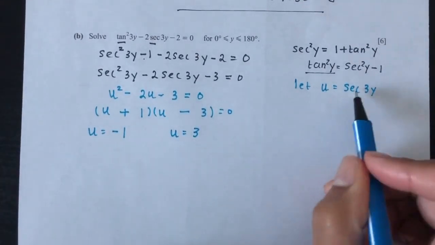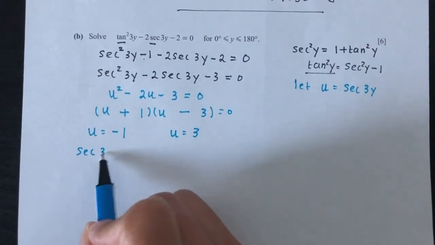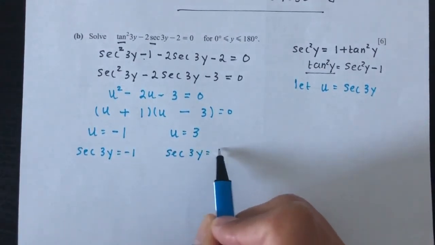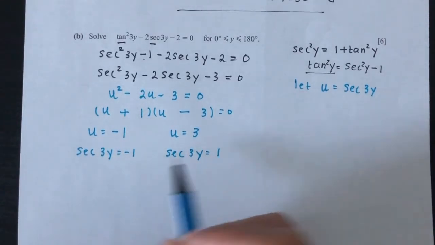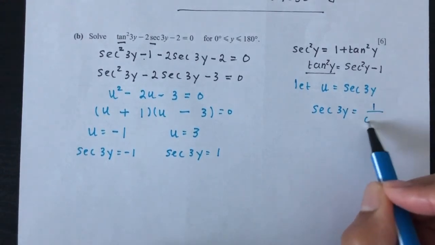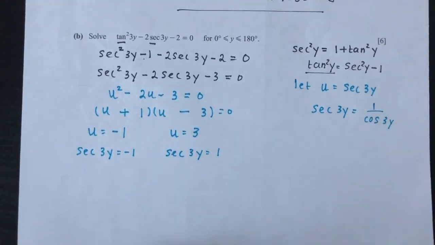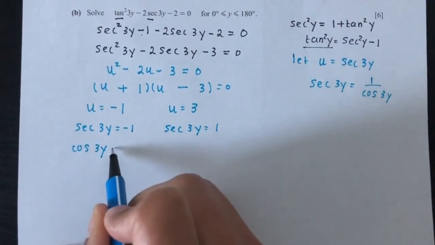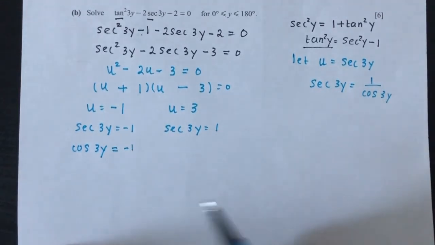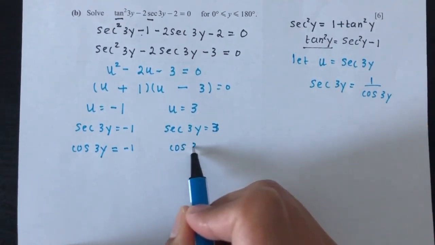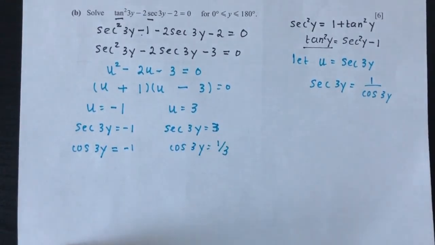So now what is the u? U is sec 3y, so sec 3y is equal to minus 1 and sec 3y is equal to 3. Now we cannot solve this like that. We have to find, sec 3y is equal to 1 over cos 3y. So replace back, you will have cos 3y is equal to minus 1, and cos 3y is equal to 1 over 3. Okay, now we have to solve. We have two possible values.